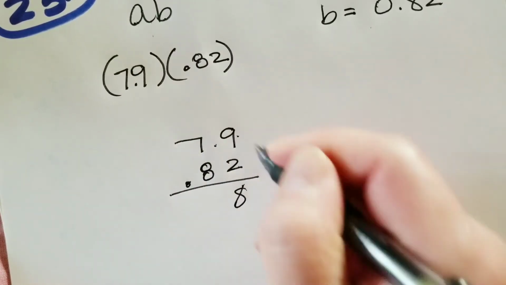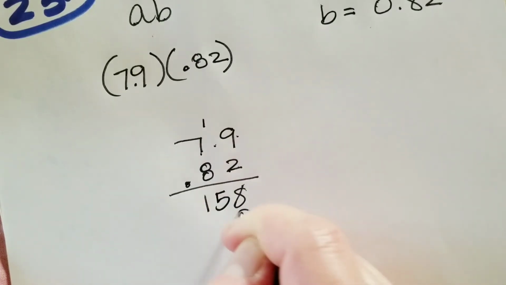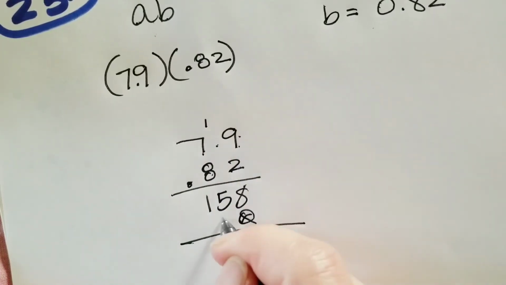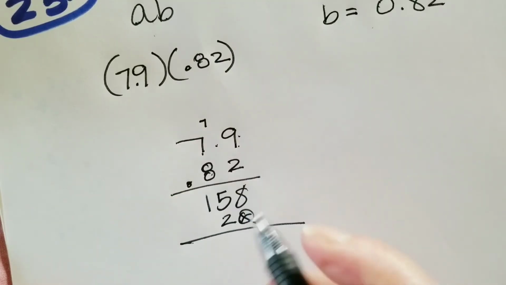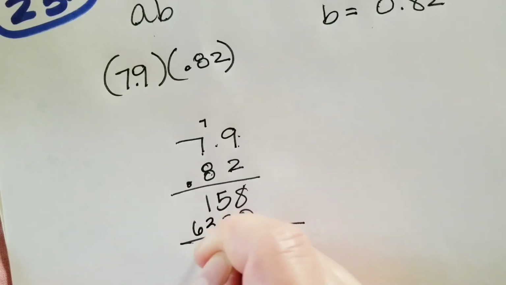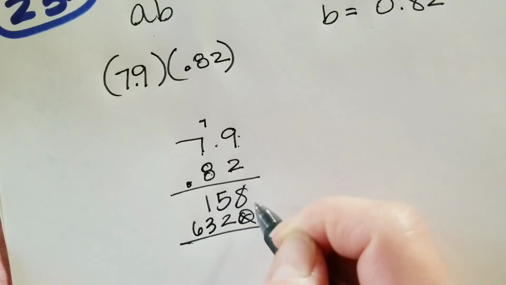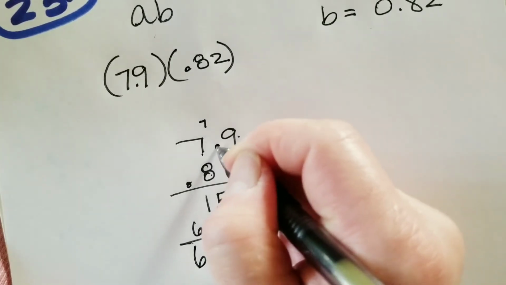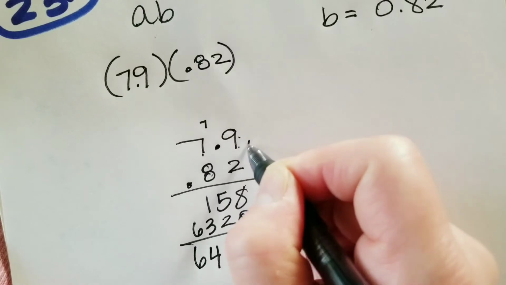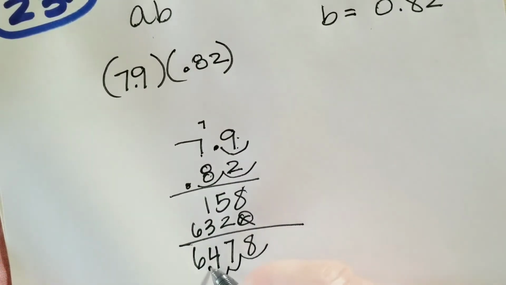2 times 9 is 18, carry 1. 2 times 7 is 14, plus 1 is 15. 8 times 9 is 72, carry your 7. 8 times 7 is 56, and plus 7 is 63. And we'll go ahead and add 8 plus 0 is 8, 5 plus 2 is 7, 3 plus 1 is 4, and bring down your 6. Be mindful of the decimal points, so 1, 2, 3, 1, 2, and 3.